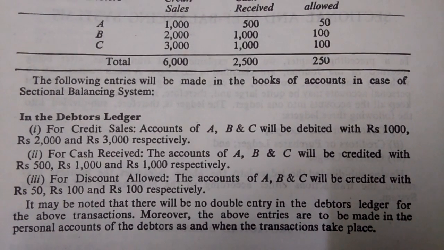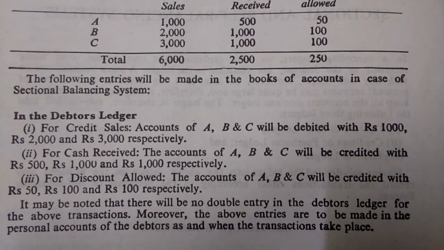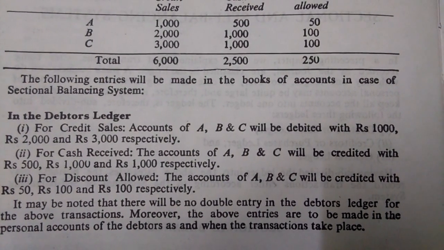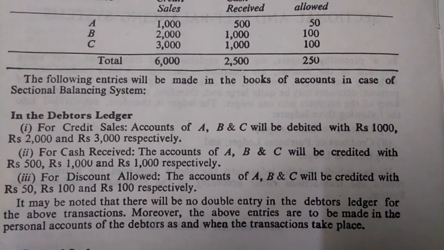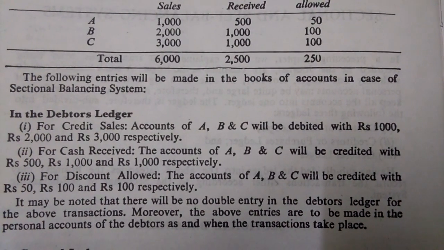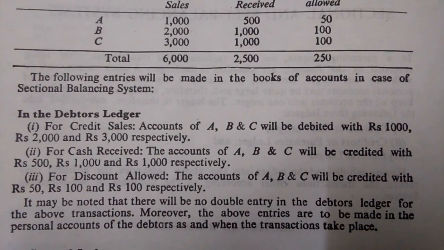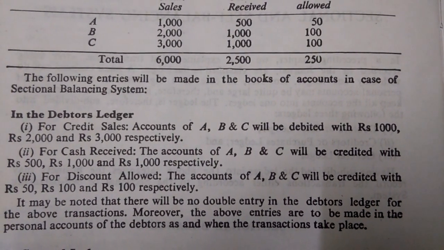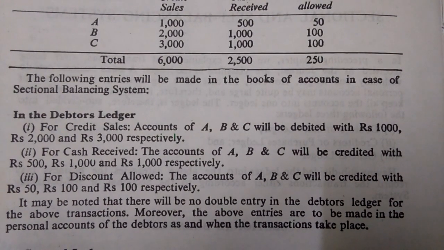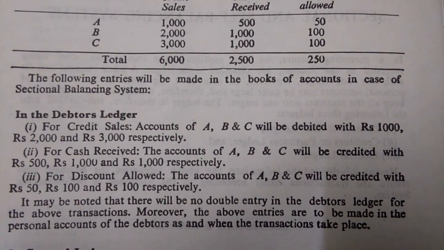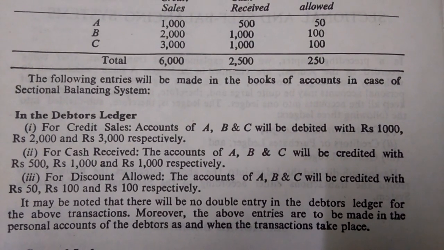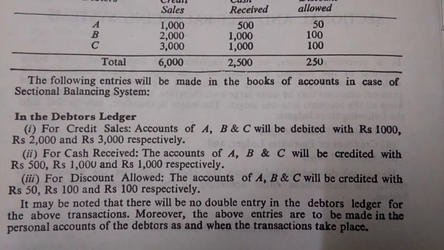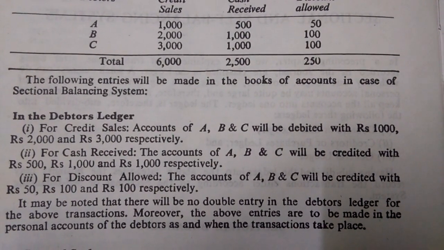In the debtors ledger, first, for credit sales, the accounts of A, B, C will be debited with 1000, 2000 and 3000 rupees respectively. Second, for cash received, the accounts of A, B, C will be credited with rupees 500, 1000 and 1000 respectively. Finally, for discount allowed, the accounts of A, B and C will be credited with rupees 50, 100 and 100 respectively.